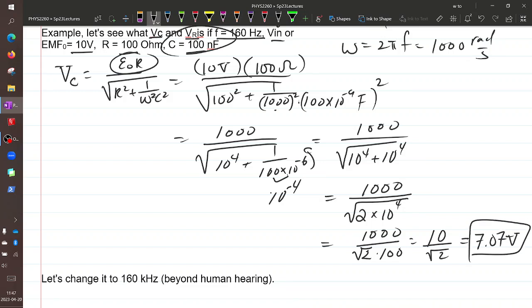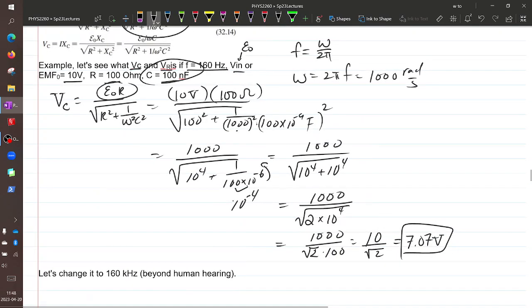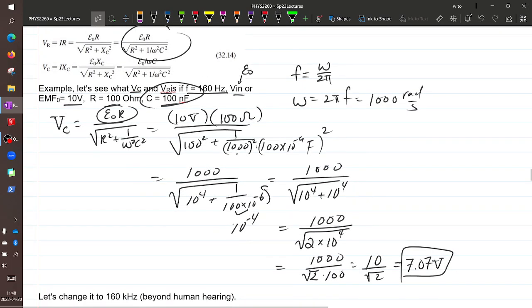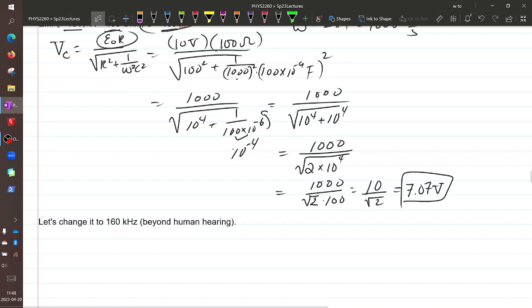Okay, right. So that's how you pick a resistor and a capacitor value for a low pass filter, if you want to hear the low frequency sound. If you pick that value, instead of losing all of your original voltage, you lose about 30% of it, but then all the high frequency noise goes away.